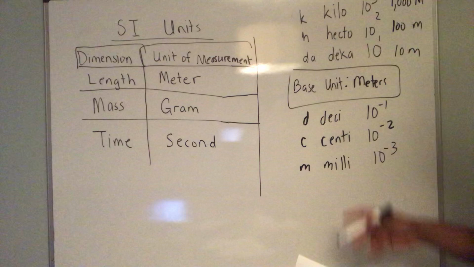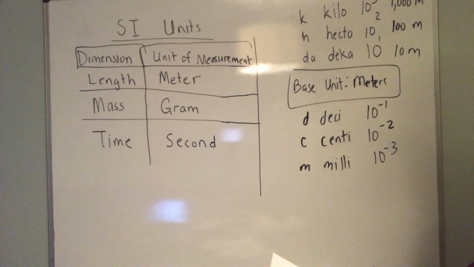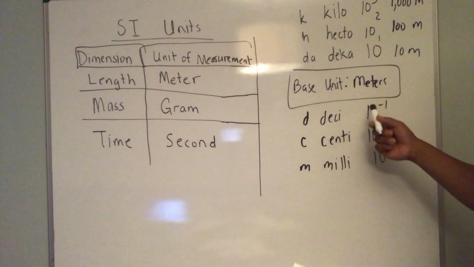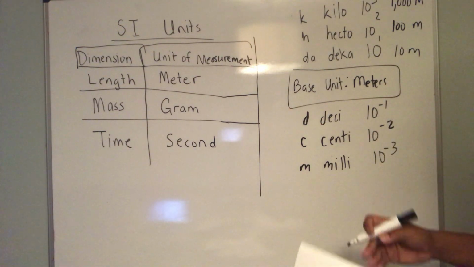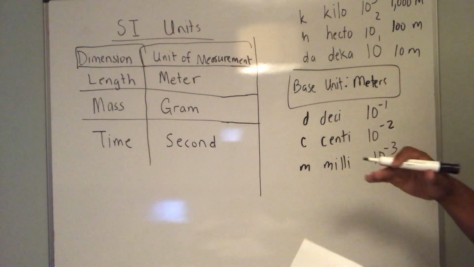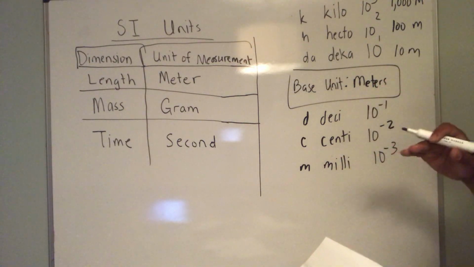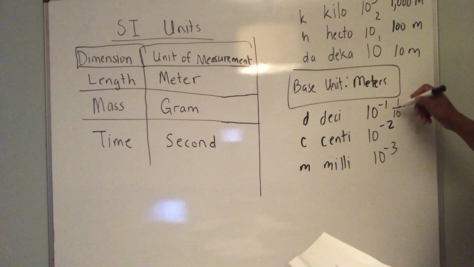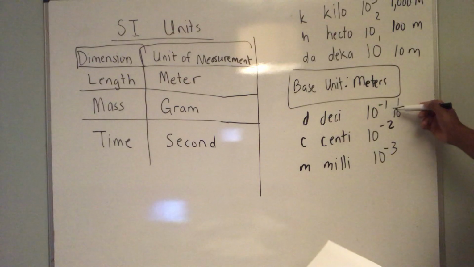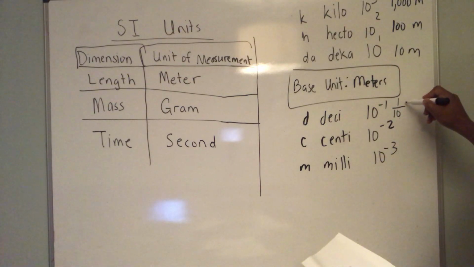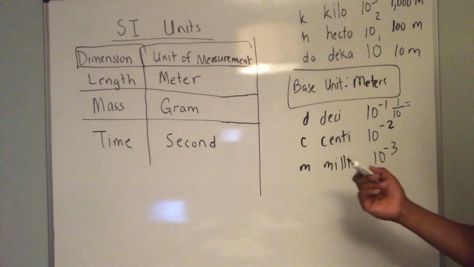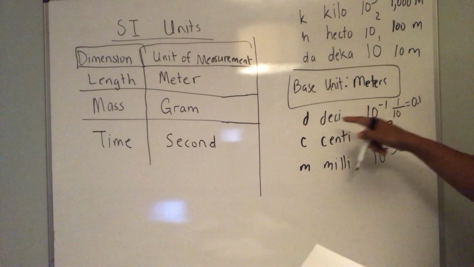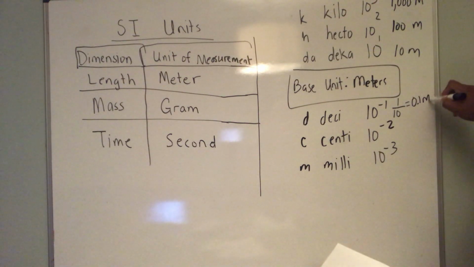Remember, in our laws of exponents, if you've got a number and the exponent is negative, you have to put that number in the denominator, underneath 1. So this is actually 1 over 10 to the positive 1, which can just be written as 1 over 10. What does that equal? If you put it in your calculator, divide 1 by 10, you would get 0.1. So 1 decimeter equals 0.1 meter.